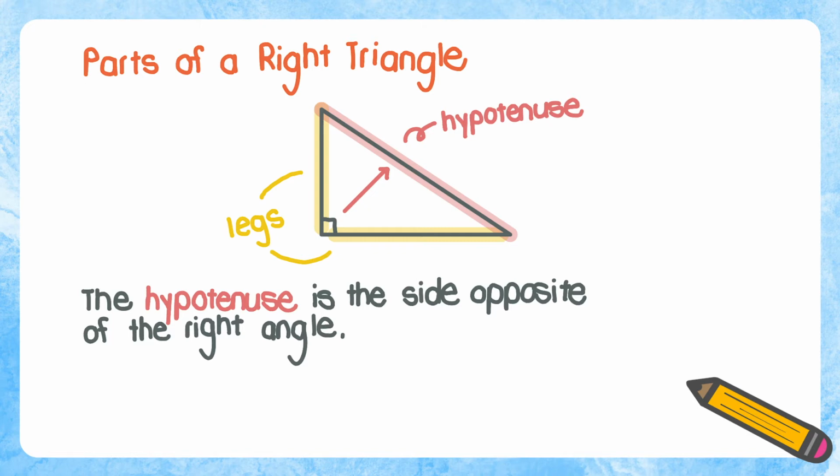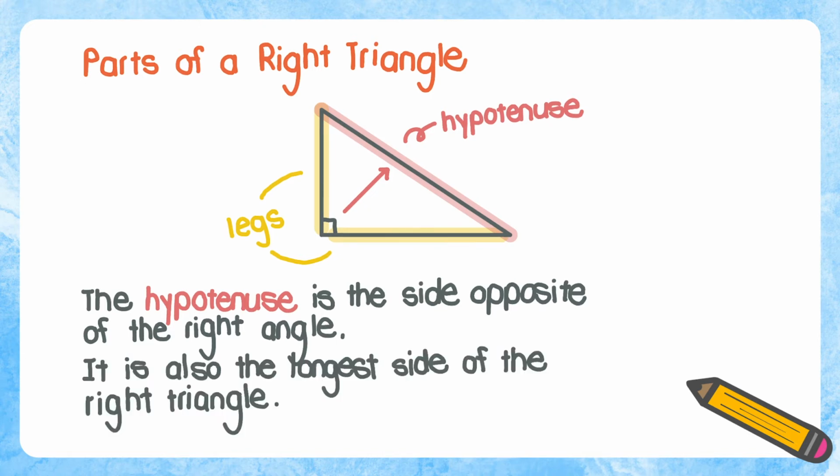So notice where the right angle is. The hypotenuse is across from this right angle. And the hypotenuse is also the longest side of the right triangle. So we have the two legs and the hypotenuse of a right triangle. Now let's take a look at some quick examples.